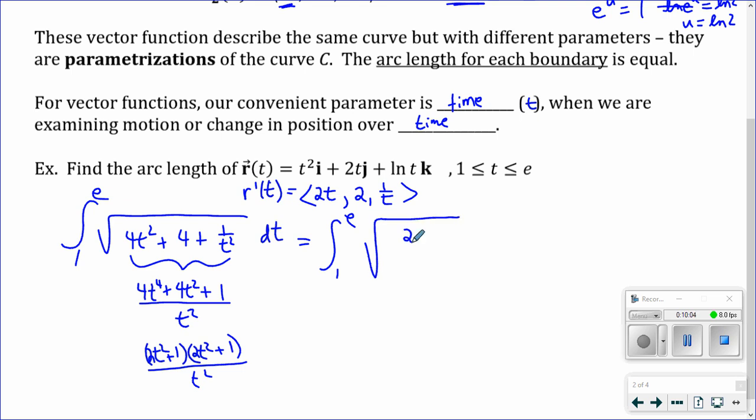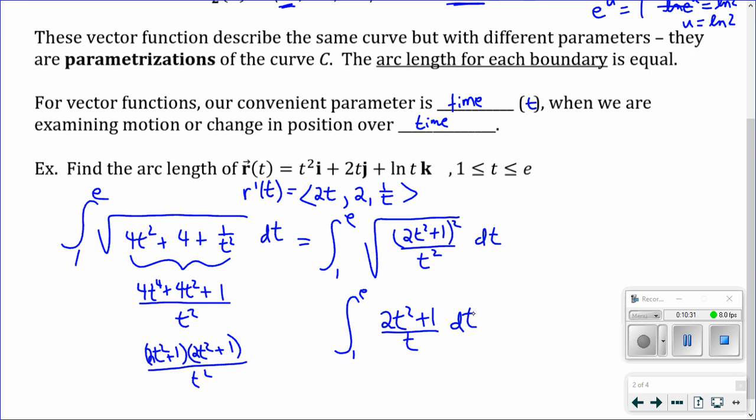So I have (2t squared plus 1) squared over t squared. Okay, so let's go ahead and do my square root. The square root knocks off the squares, so I get (2t squared plus 1) over t. And I'm doing my integral from 1 to e, dt. So a little bit of fixing up, a little bit of algebra there.